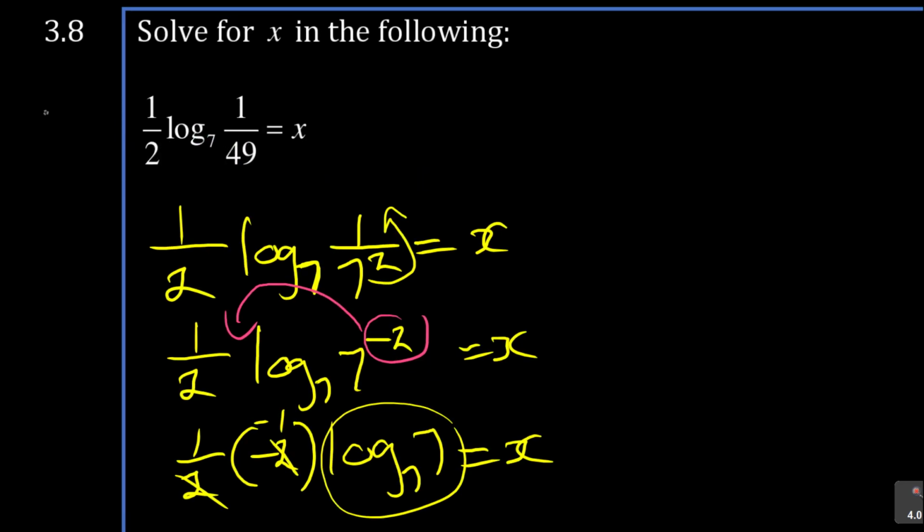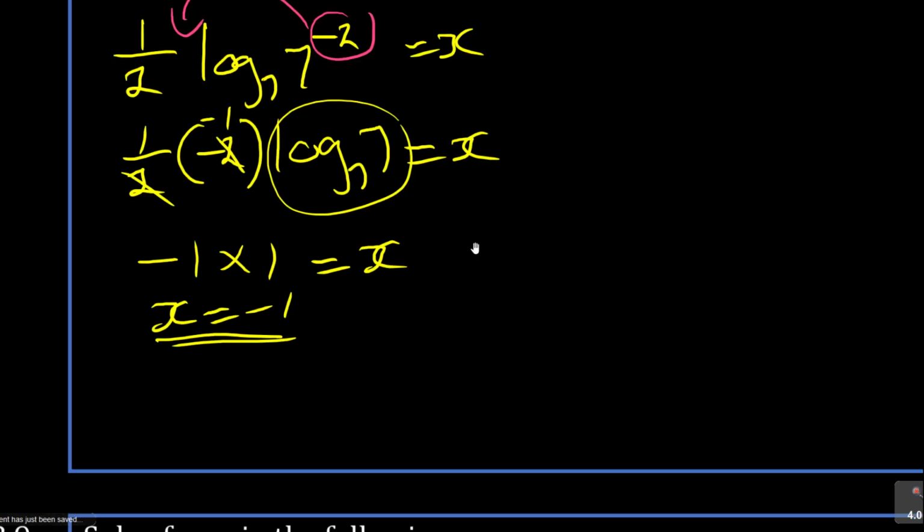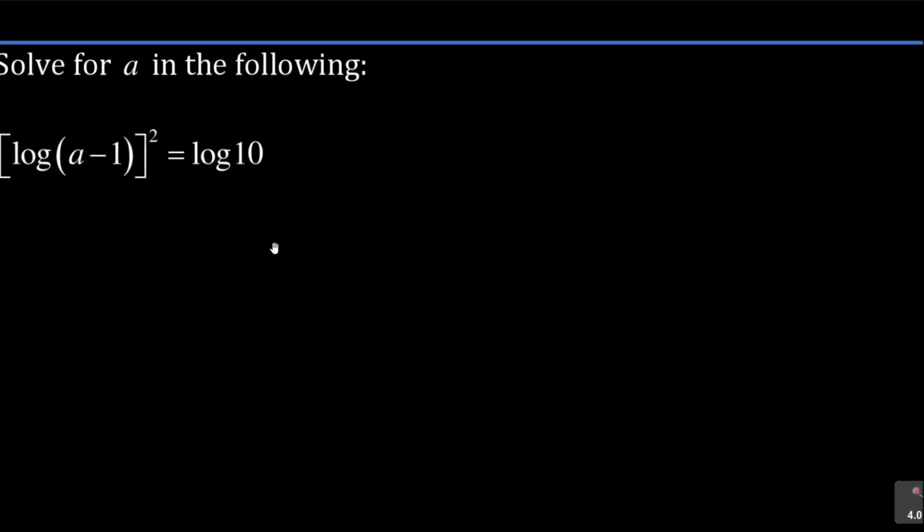So you can actually try having this on the calculator. Don't forget to not make errors, put a bracket here. You put half log base 7 of 1 over 49, it must just give you a negative 1. Alright, I'm not going to do it, I'll just give you the benefit of the doubt.